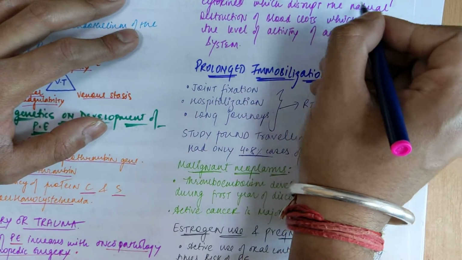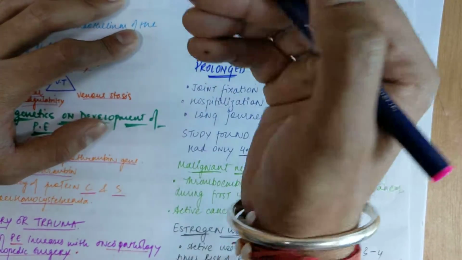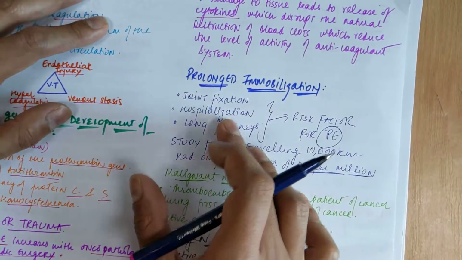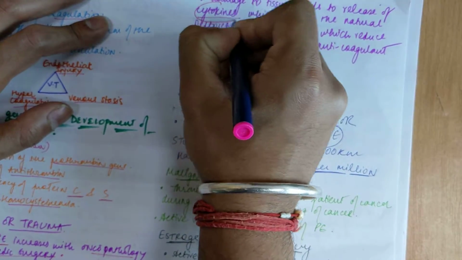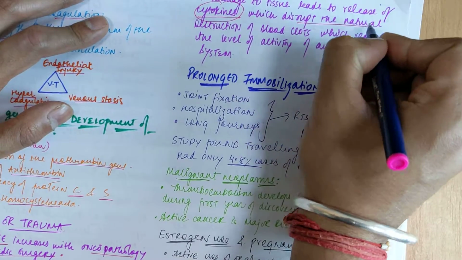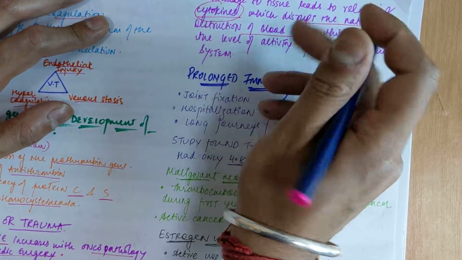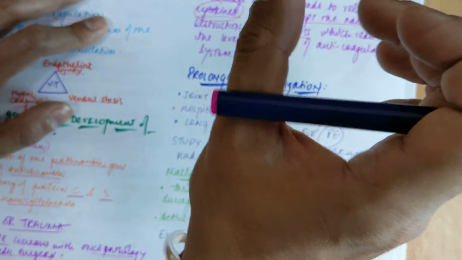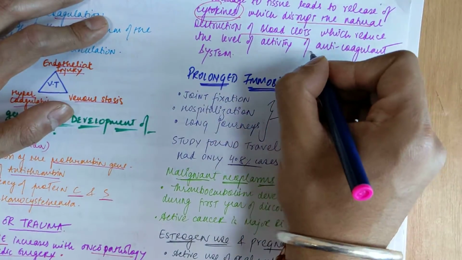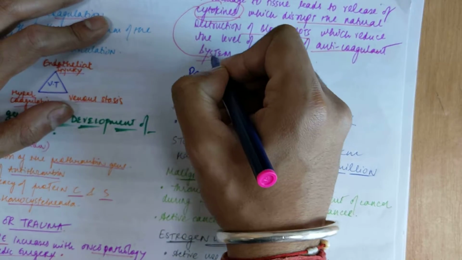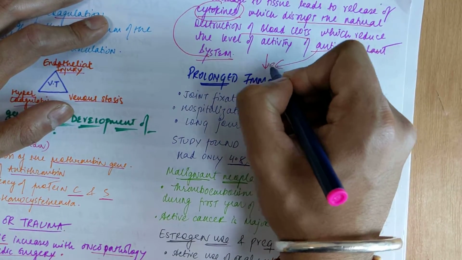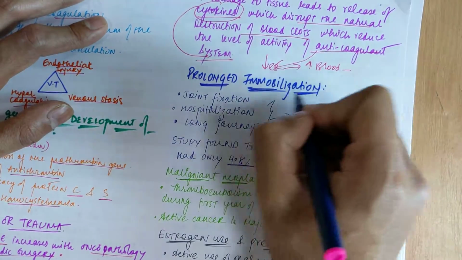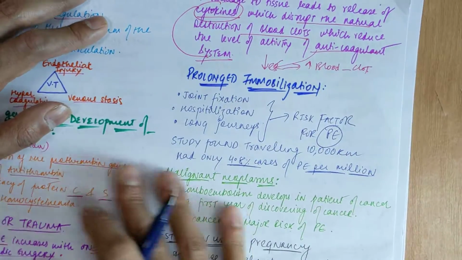Now, secondary damage to tissues leads to the release of cytokines. So, after surgery, there may be some secondary damage to other tissues, and because of that, there can be release of cytokines, which will disrupt the natural destruction of blood clots. Cytokines actually inhibit the destruction of the blood clots, which reduces the activity of the anticoagulant system. Because of that, the anticoagulant system will be decreased, and blood clot formation in the blood will increase. Okay, so this is the main factor.